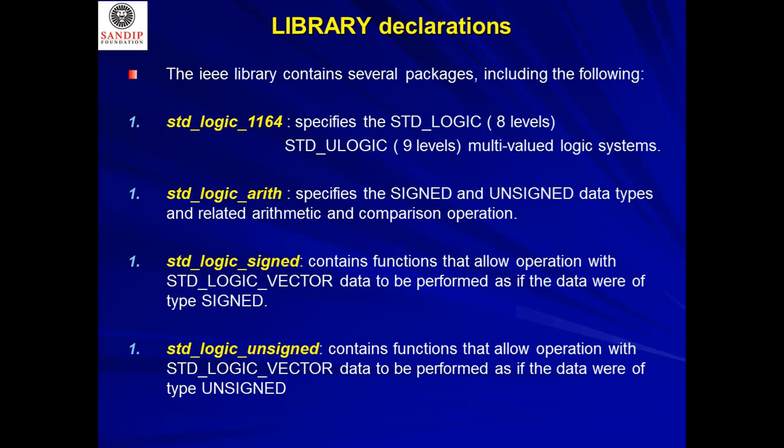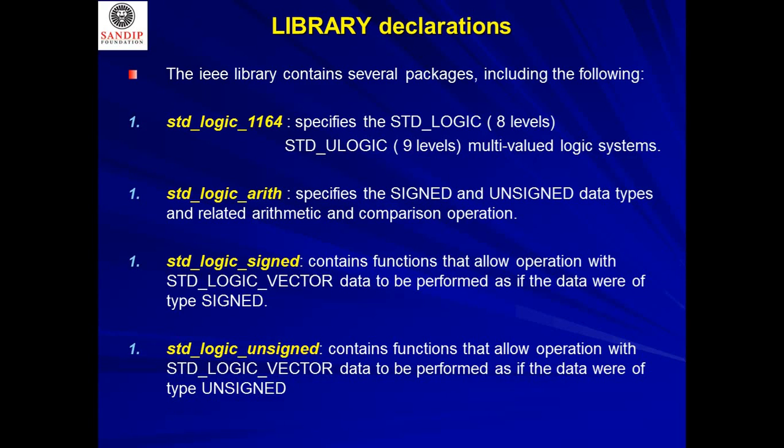The IEEE library contains several packages. Out of them we will discuss some packages. First package is std_logic_1164. It specifies std underscore logic specifies the 8 different logic levels which are supported to the VHDL program. std underscore ulogic supports the 9 levels, that is a multi-level logic system to the VHDL program.